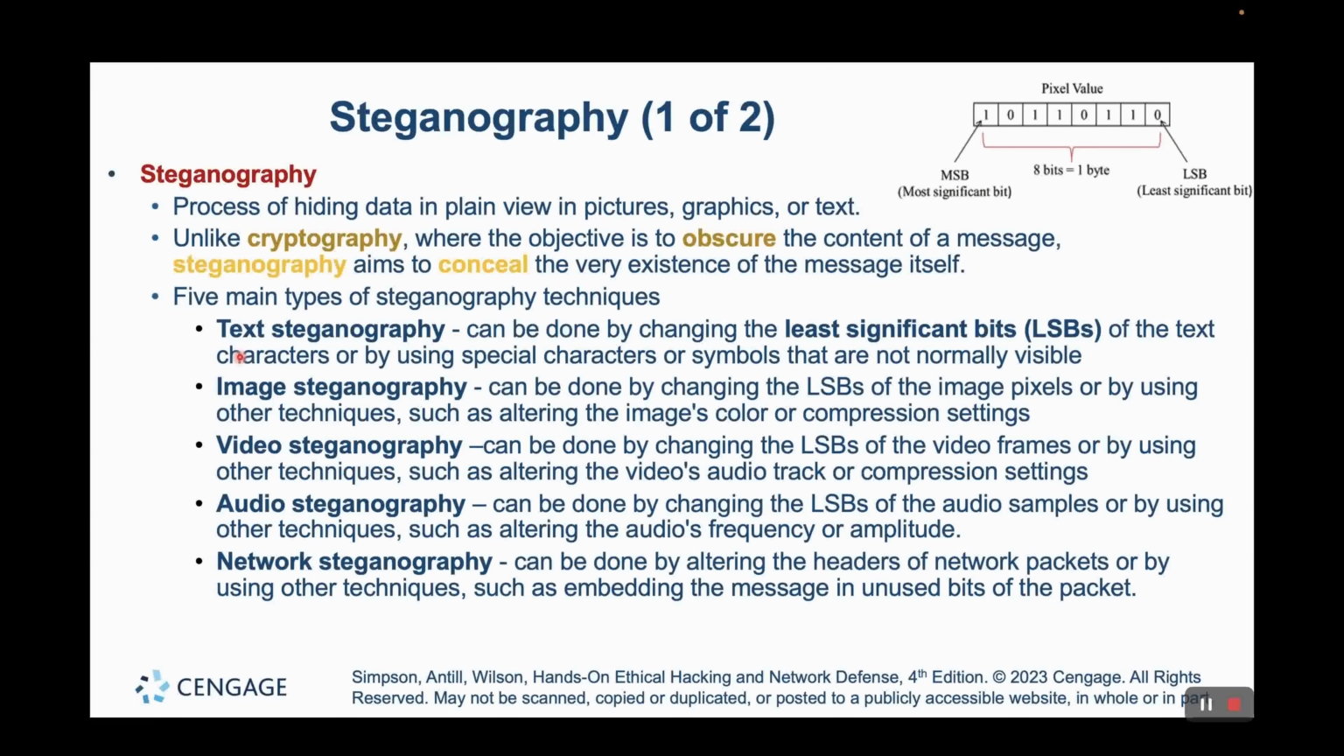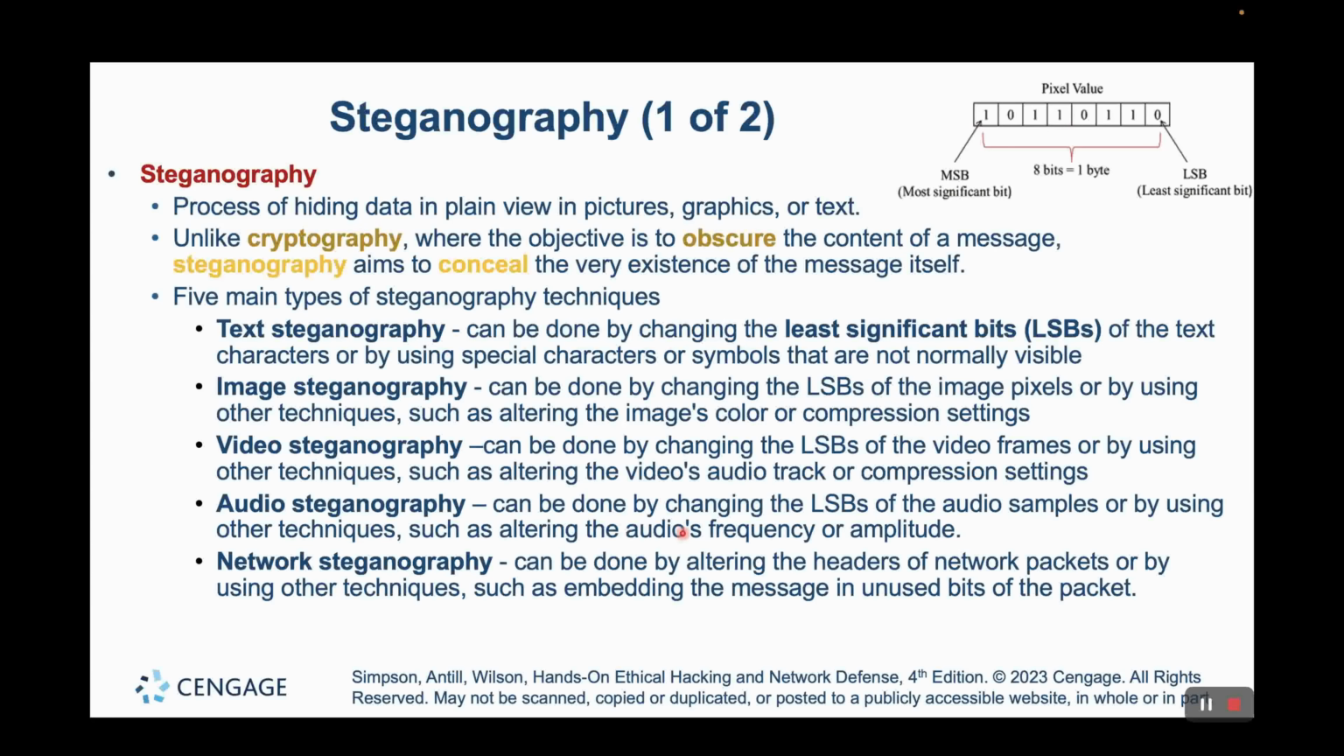Now, the first one, as we said, is text. You could apply the least significant bits, or you could use special characters or symbols that are not normally visible. When it comes to images, you would change the LSB of the image pixels. All the pixels in the image can be utilized by steganography, or you could alter the image color or compression settings. Video steganography can be done by changing the LSB of the video frames or by using other techniques like altering the audio track or compression settings.